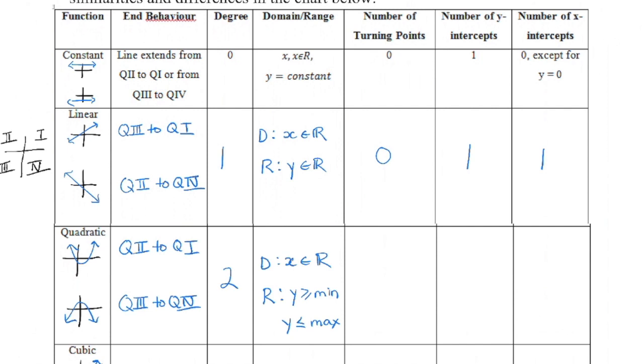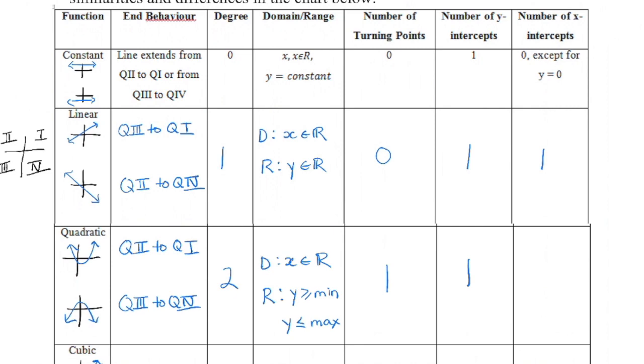Turning points. Parabola turns once. We go down, down, down, down, down, turn, up, up, up, up, up. Or we go up, up, up, turn, down, down, down. So we're going to switch directions one time. Number of y-intercepts, we cross the y-axis one time in both of those cases. And then number of x-intercepts.